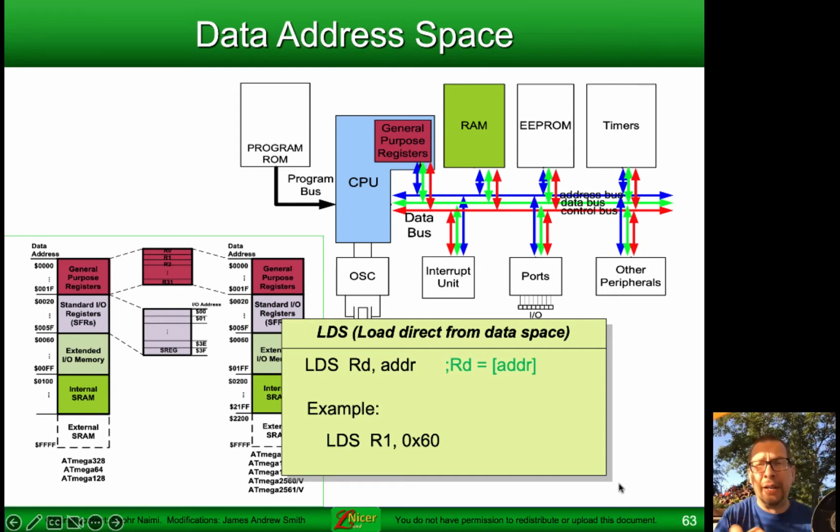So again, we've divided up memory into different blocks, different spaces. You can see some of that on the left here, where in wine color or purple, it's general purpose registers, and in a light purple, light blue, it's standard I/O registers, the SFRs. Then you have in light green extended I/O memory, and then in dark green you have internal RAM. These are all different blocks, and on the left-hand side of that you have the addresses for different sections within that particular address space. So in this case, we're looking at taking information from address 60 in hexadecimal and putting it in register R1.